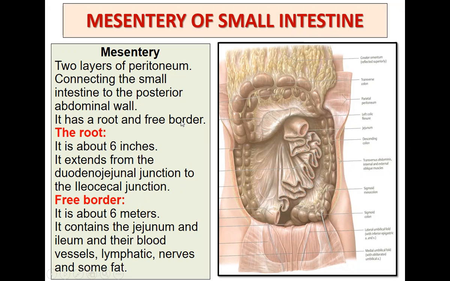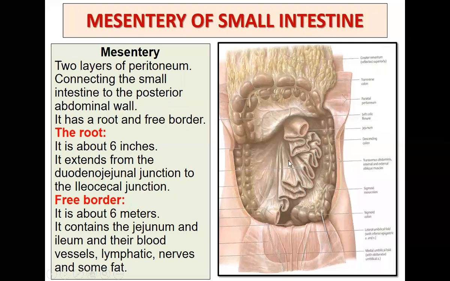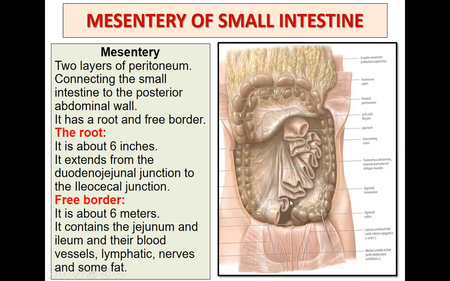It has a root and a free border. The mesentery has a root, which is the part attached to the posterior abdominal wall, and a free border, which is in contact with the small intestine. The root is just 6 inches long. So this is the root here, the attached part, which is just 6 inches long.